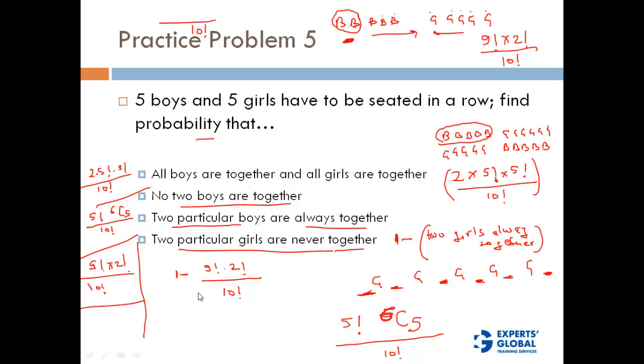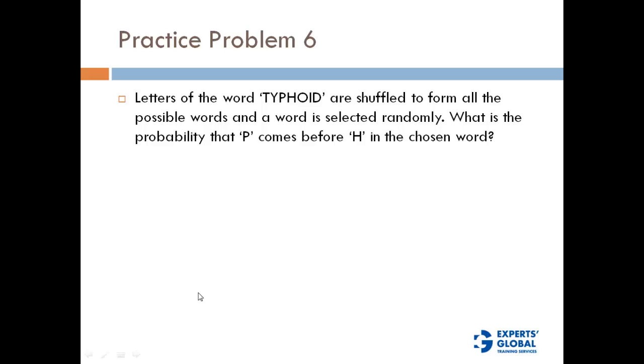Let's move to the next one. Please give it a try. Letters of the word typhoid are shuffled to form all possible words and a word is selected randomly. What is the probability that P comes before H in the chosen word?